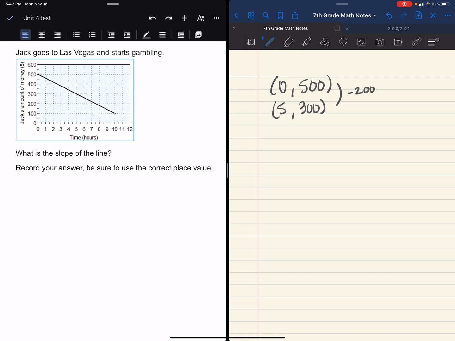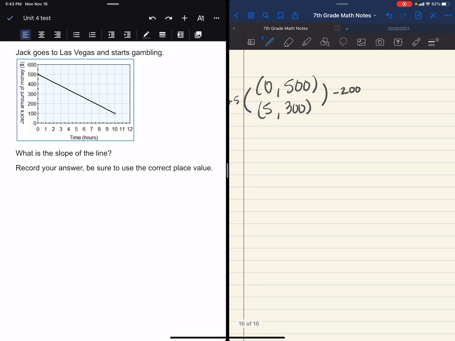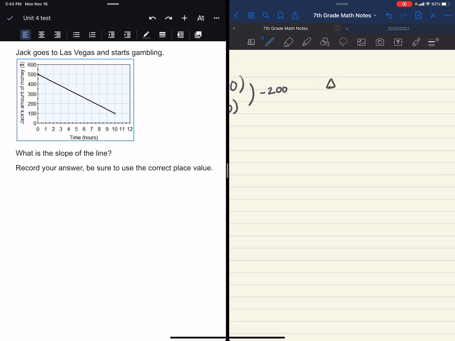500 minus 200 is 300. And then my change in x, which is plus 5. To get from 0 to 5 is plus 5. So now I'm doing change in y divided by change in x. My change in y is negative 200. My change in x is 5. And now I'm just straight dividing.